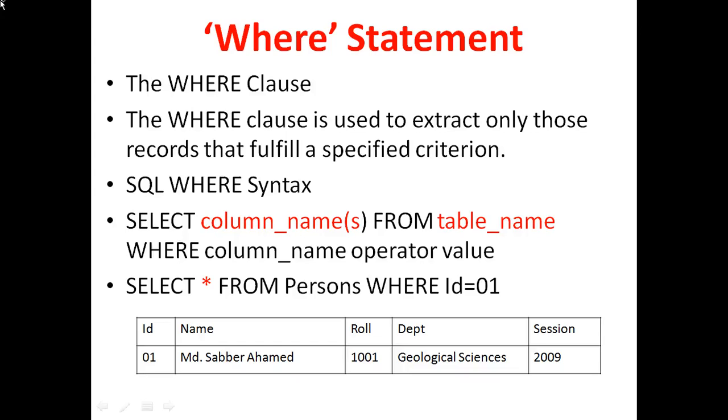For example, select star from persons means all columns will come from persons, where id is equal to 1, right? So we want that information where id is 1. So using those two conditions, star and where, we'll get only the one piece of information of Mr. Ahmed. Okay, so I think you understand this.